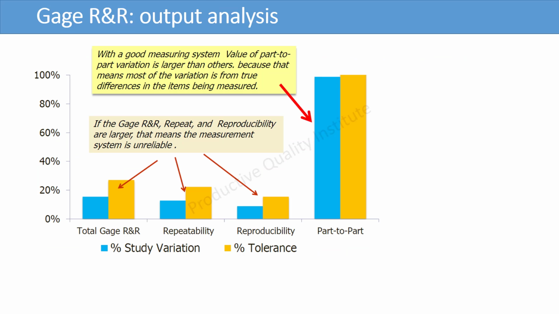To analyze the output of gauge R&R, we can use a bar chart graph for the components of variation. With a good measuring system, the value of the part-to-part variation should be larger than the others, because this will be an indication that most of the variation is from true differences in the items being measured. If the gauge R&R, repeatability, and reproducibility are larger, this will be an indication that the measurement system is unreliable.